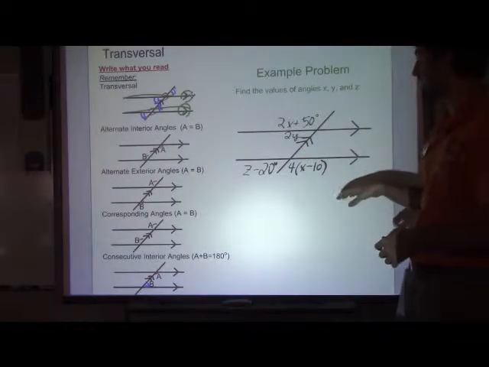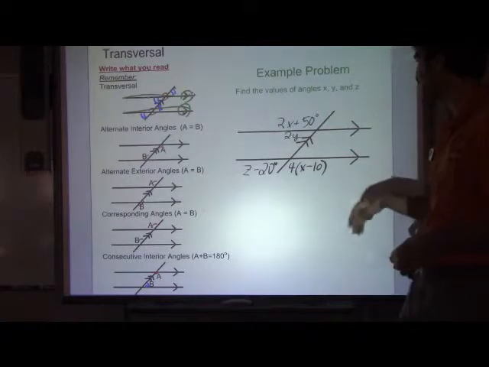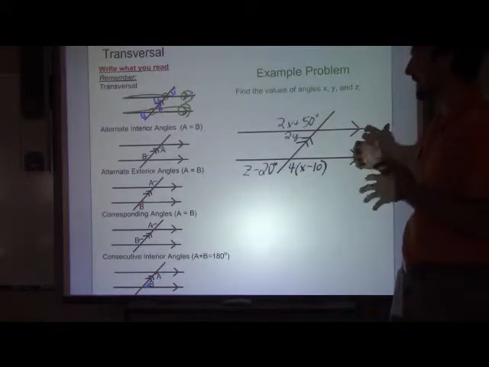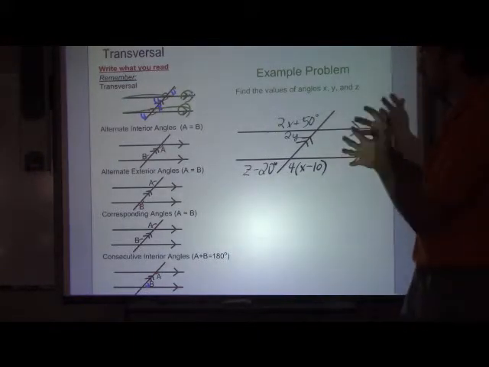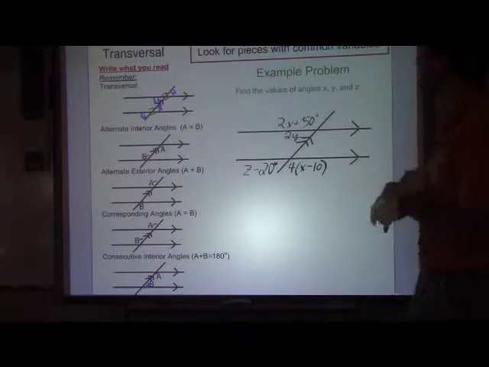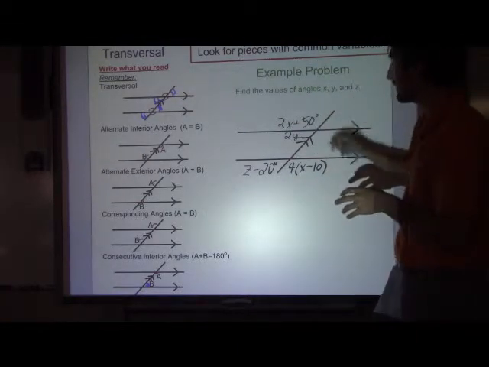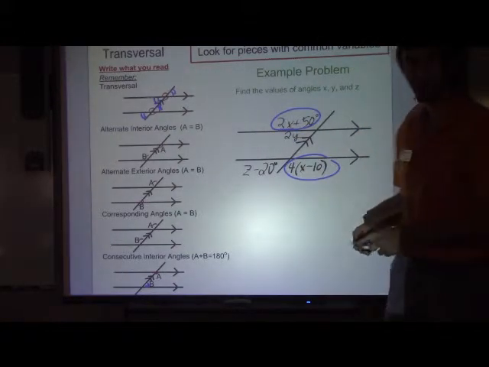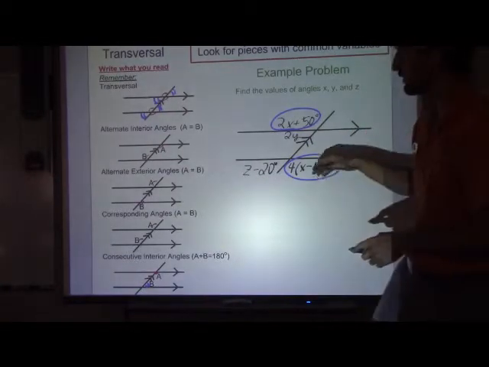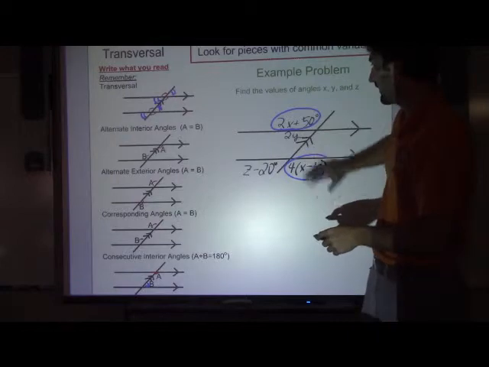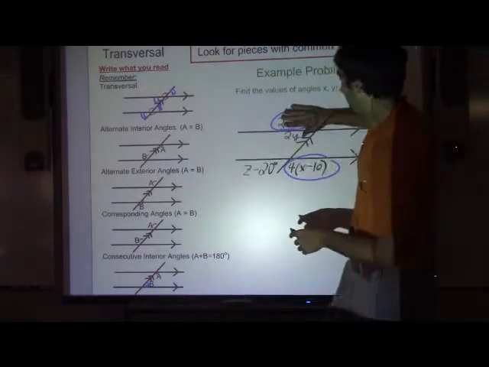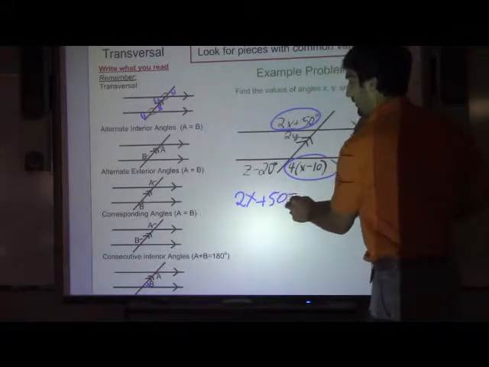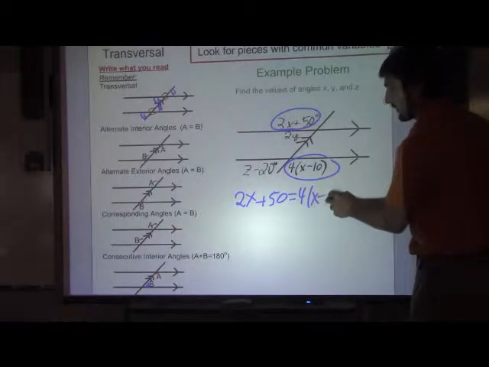So in this particular problem, go ahead and copy it if you've not done so already. We have three unknowns. We don't know x, we don't know y, we don't know z. The first thing you want to do is look for a relationship between two of them that we know a lot about. So look for two pieces with a common variable. In this case, we have 2x plus 50 and 4 parentheses x minus 10. You can use the alternate exterior angle theorem, which states that this angle is equal to this angle. So you say that 2x plus 50 equals 4 parentheses x minus 10.